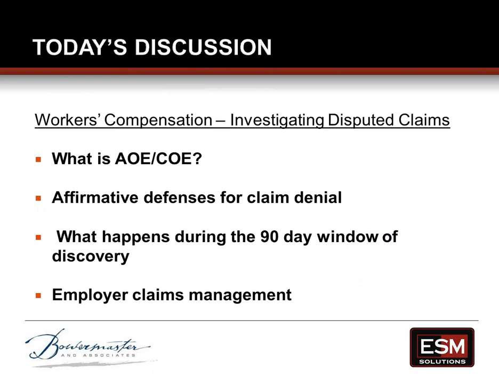This is the first in a two-part series to discuss questionable or disputed claims. Today's discussion will address what an employer can do to investigate questionable claims. The second webinar of this series will discuss how employers can manage denied litigated claims. What is the basis for compensability of a claim under workers' compensation? And what does AOE-COE mean? That's what we're going to be discussing in this webinar.